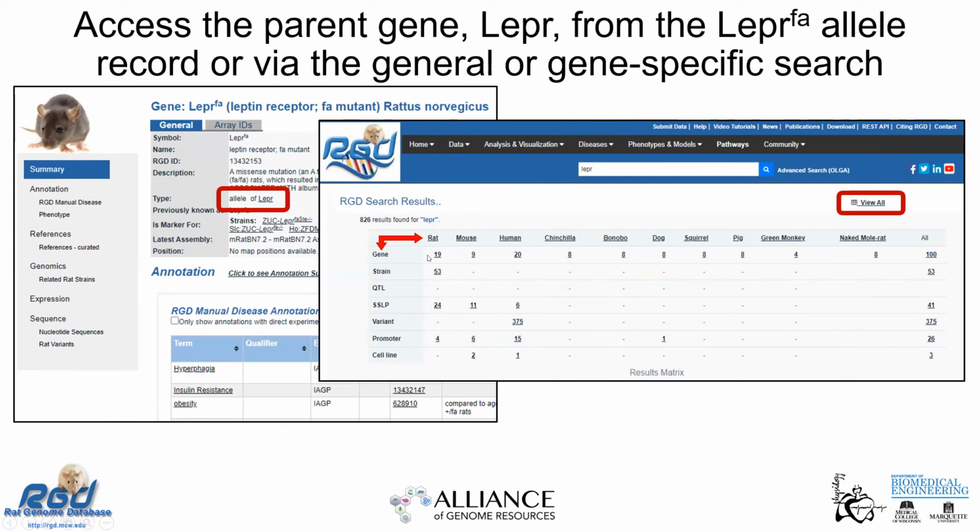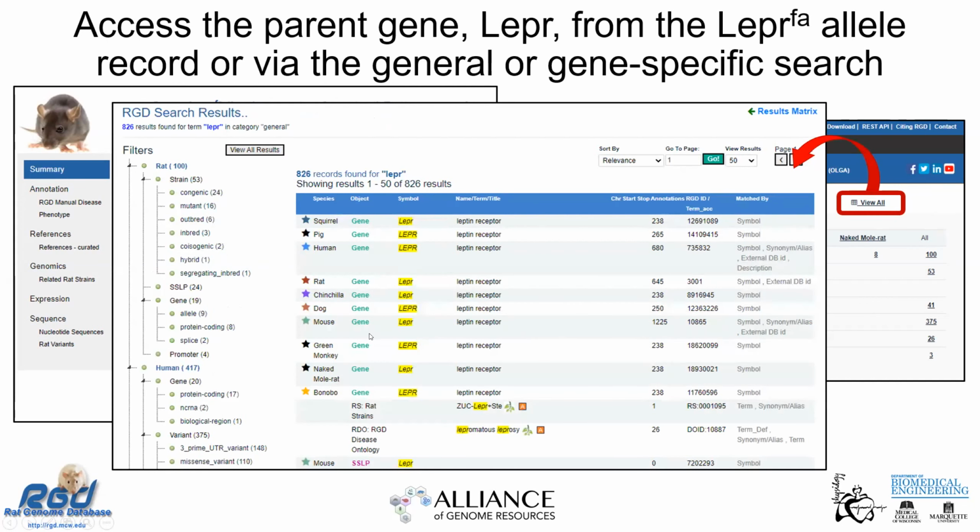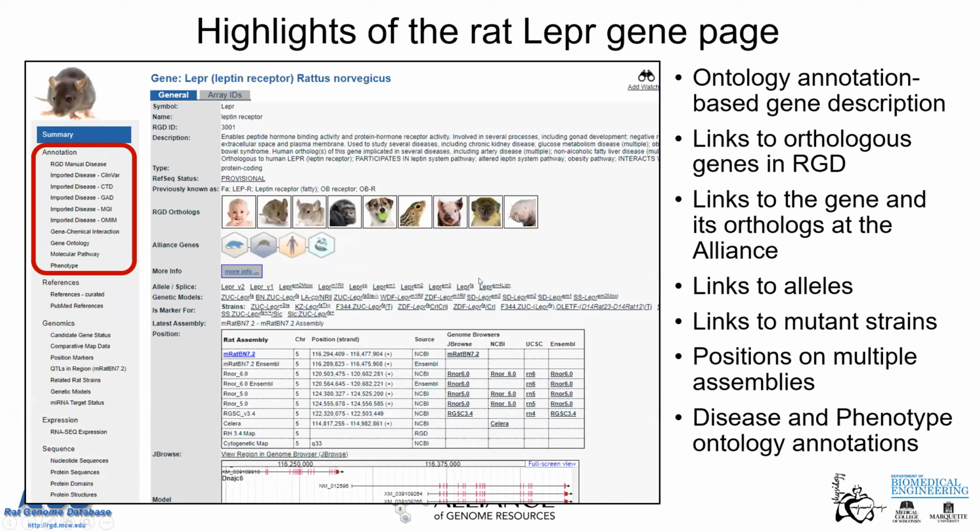If I choose one of these numbers, I'll just see the genes, in this case, the genes in the rat, or I can see the genes in all of the species, or I can view all of the data. And that gives me a list of all of the genes, all of the strains, in the case of human, all of the variants that match that search criteria. And so if I want to go to the gene record, then I would select, in this case, the rat Lepr and go to the gene record.